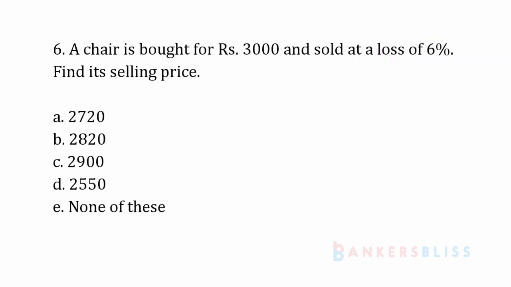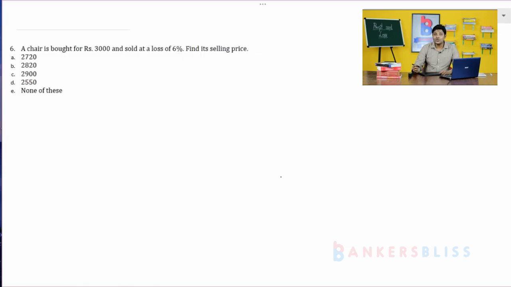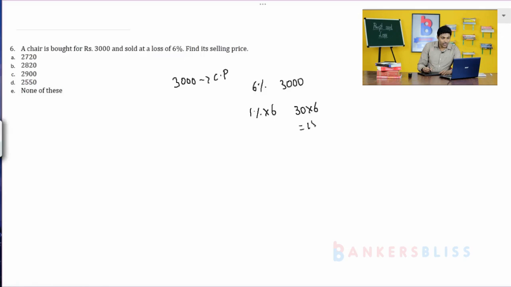See here, by paying 3000 they are buying a chair, which means that is the cost price, and they are selling it at a 6% loss. Find its selling price. Loss means you have to subtract from the cost price. So 3000 is the cost price, and you have to calculate 6% on it. 6% means 1% into 6, and 1% is 30, so 30 into 6 is 180.